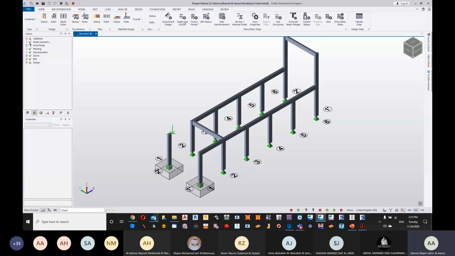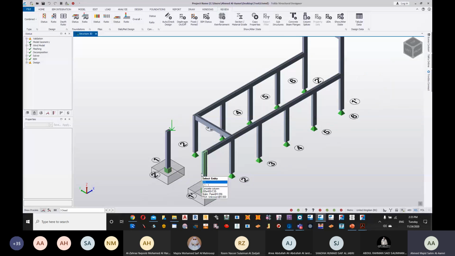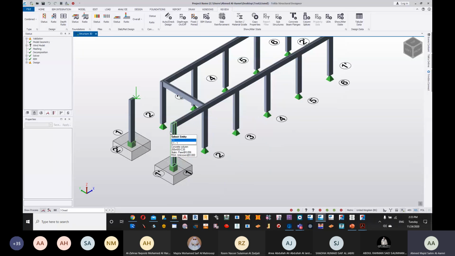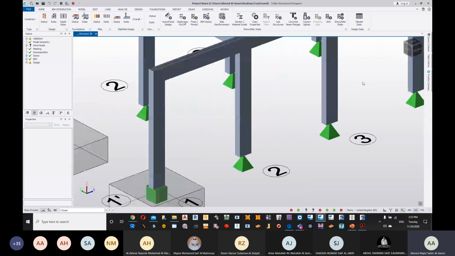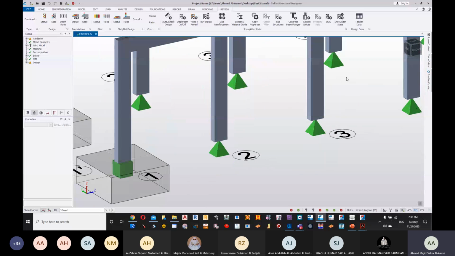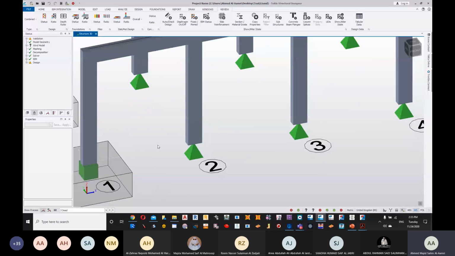Now if you see in this example, we have a beam only in one direction. It means if I raise my mouse from here, this is going to be the height of the column from here to here, and it will stop because of the beam.